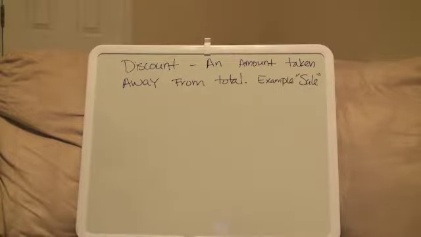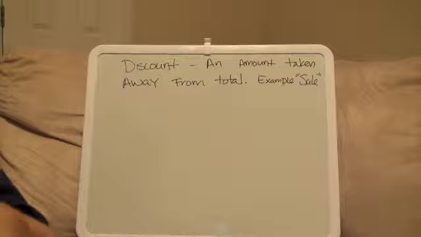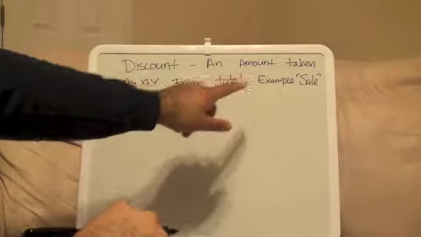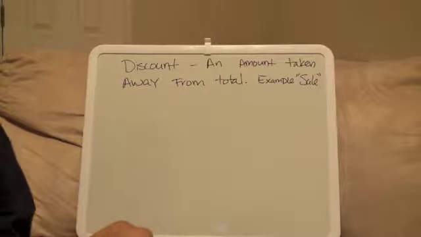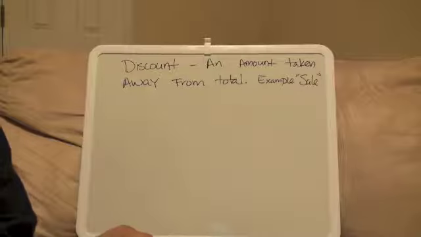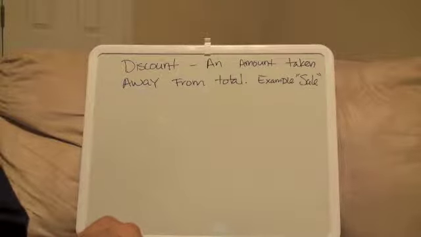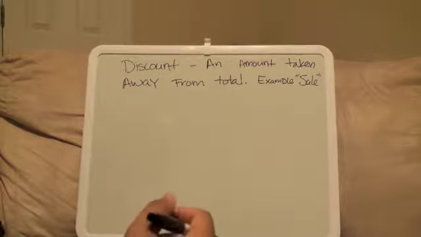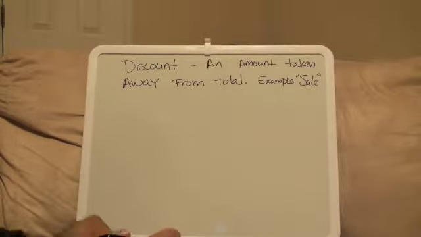Okay, so now what we're going to do is work on discount. So we have a definition of discount. Discount is an amount taken away from the total. An example of a discount would be a sale or a sale price. So I'm going to show you how to do a discount rate or find a discount. If you're comfortable doing it the way we were doing it before, that's fine, but here's another way we can do it.